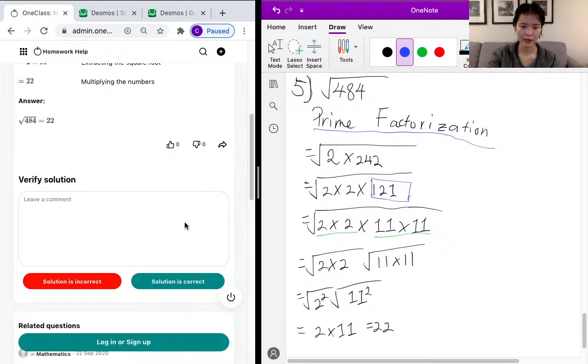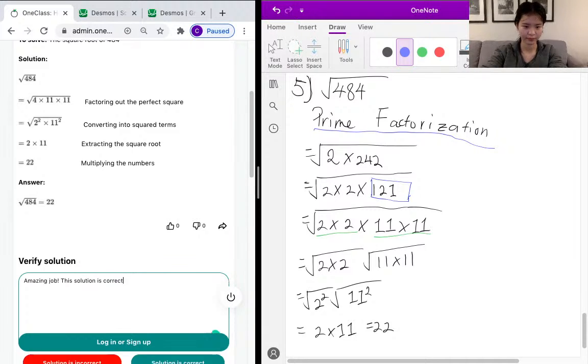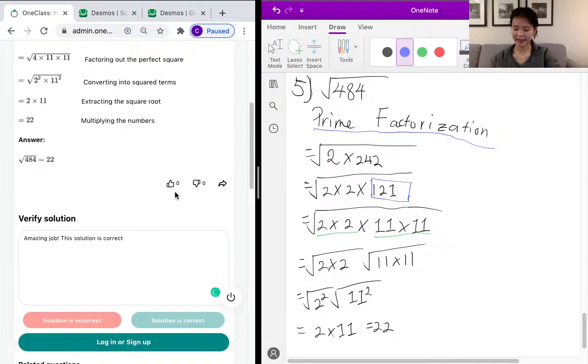All right. They also use prime factorization. Let's just say, amazing job. This solution is correct. Okay, now let's see what our next problem is.